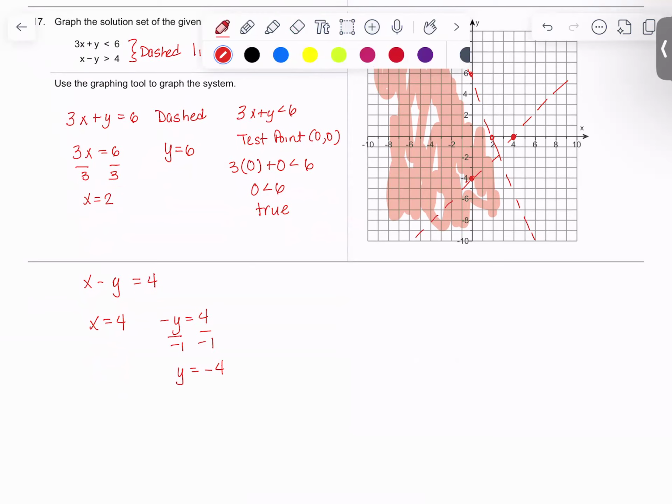Okay, and then we're going to test the inequality. So if x minus y is greater than 4, we're going to test 0, 0. 0 minus 0 is not greater than 4. That is not true, so we're not going to shade the part that contains 0, 0. So we would shade below. I'm going to do that maybe in green.